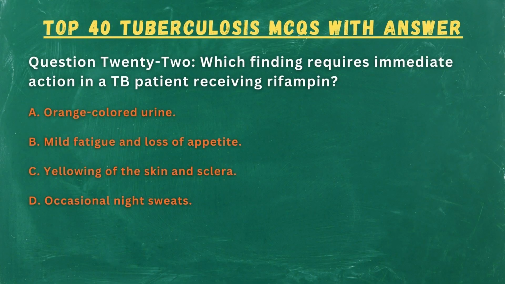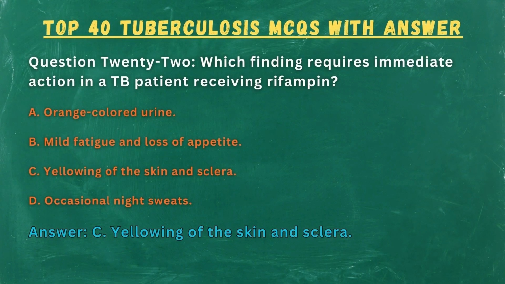Question 22. Which finding requires immediate action in a TB patient receiving rifampin? A. Orange-colored urine. B. Mild fatigue and loss of appetite. C. Yellowing of the skin and sclera. D. Occasional night sweats. Answer: C. Yellowing of the skin and sclera.